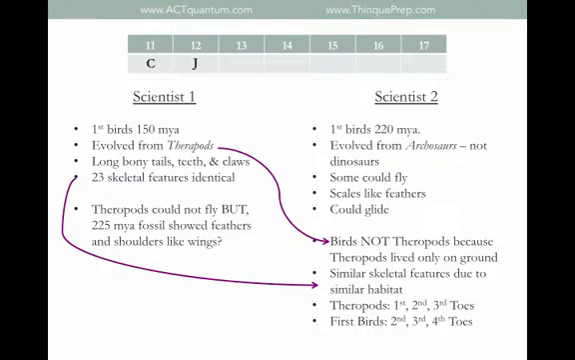13: Scientist 1, but not Scientist 2, describes a fossil that provides evidence of a possible bird ancestor. Well, Scientist 1 says that 250 million years ago, a fossil showed feathers and shoulders like wings. And the only one that matches that is B, covered in feathers. A, C, and D actually only show up in Scientist 2's argument.